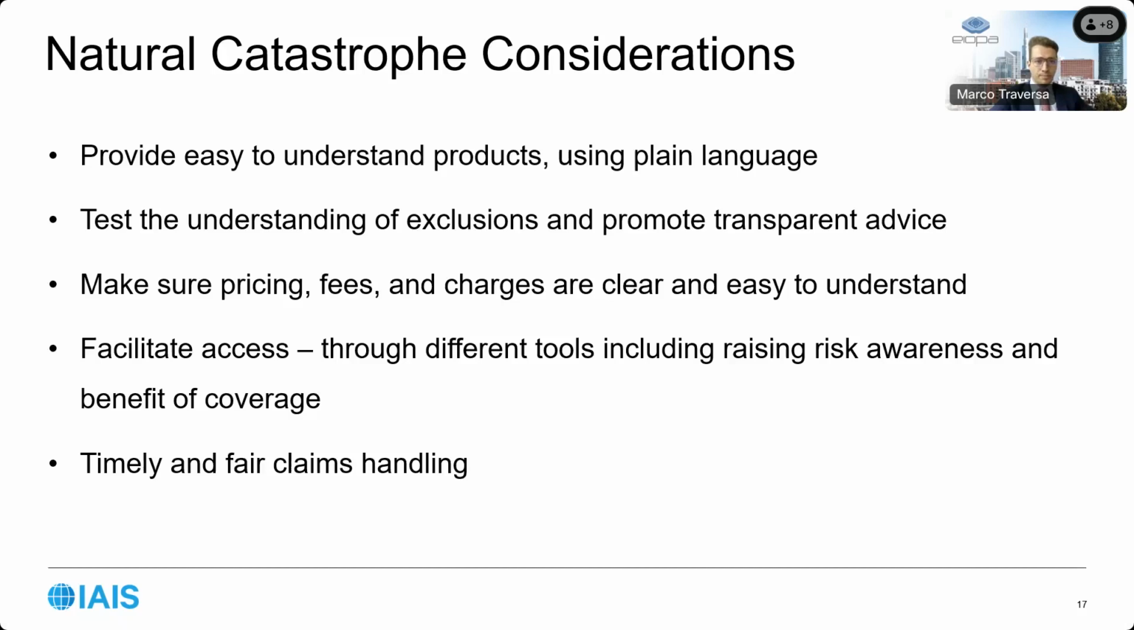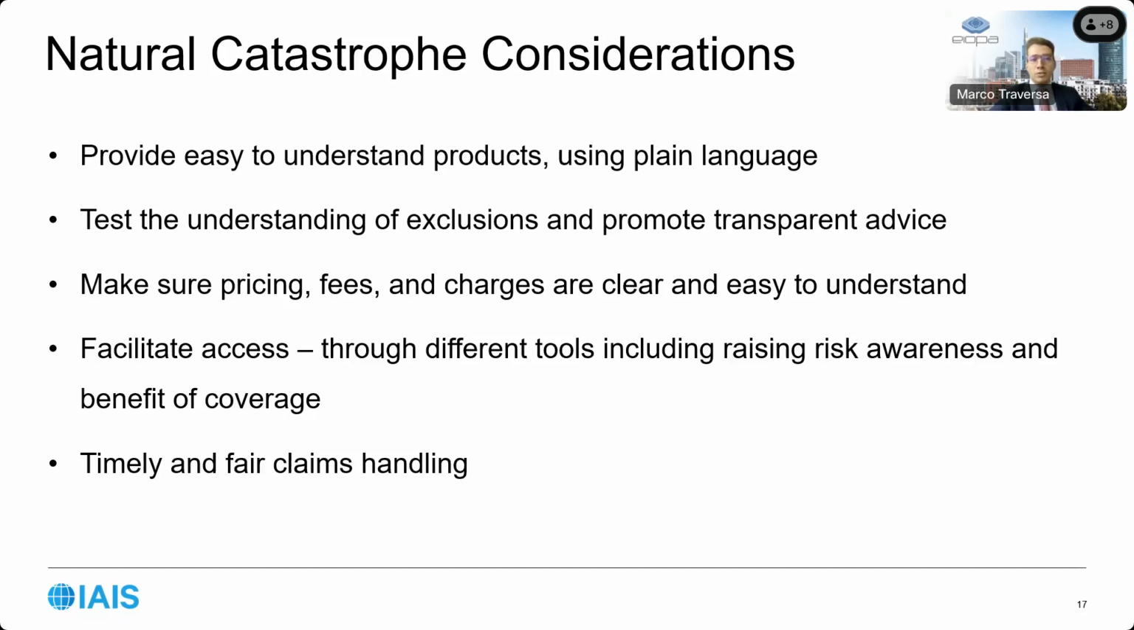included or excluded. In relation to affordability, the paper highlights that there might be certain issues for consumers not buying natural catastrophe products or not being sure about what is covered in their product because the pricing, the fees and charges might not be transparent or might not be easy to understand. And so the paper highlights that as part of the pricing process, the supervisors need to make sure that insurers and intermediaries take into account the consumer understanding and the consumer knowledge and make sure that the price, the fees and charges are clear and easy to understand.